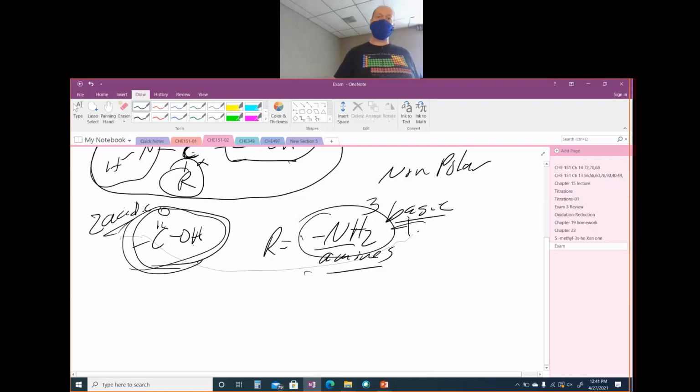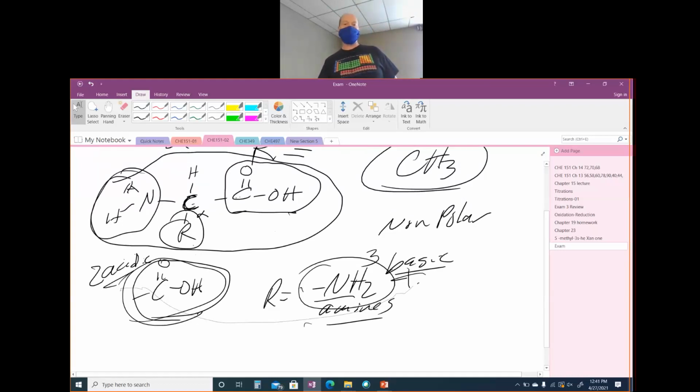And we're talking about the R groups. Every amino acid has a carboxylic acid group and an amine group, so they all have that. It's just the R group. Does the R group add another amino group? Does the R group add another carboxylic acid group? If it's carboxylic acid, it's acidic. If it's an amino group, then it's basic.